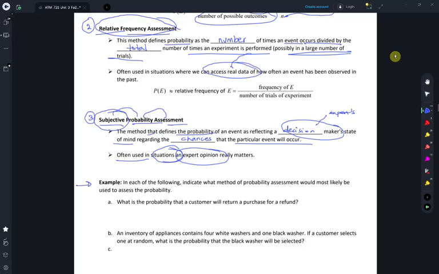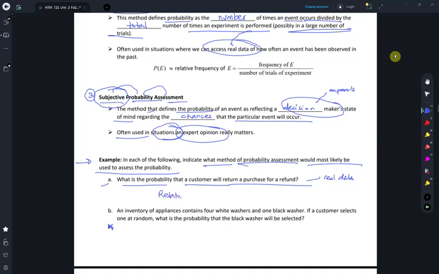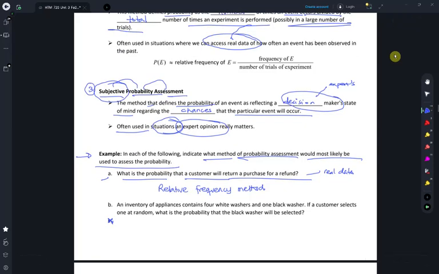Here are a couple of examples. I want to indicate what method of probability assessment will most likely be used to assess the following probabilities. A, what is the probability that the customer will return a purchase for a refund? Since we can access real data on how often that refund has happened for that particular product, we should use the relative frequency assessment method, in which case we're using the data available to assess how often it has happened in the past in order to predict the future.